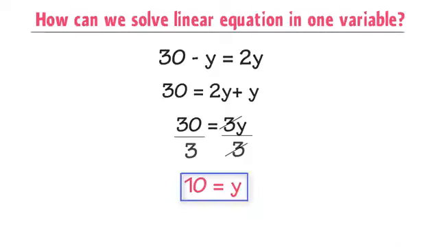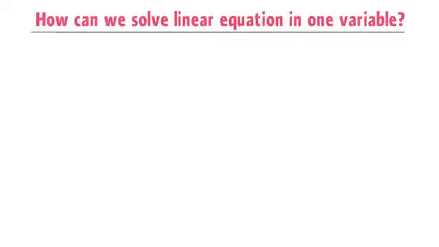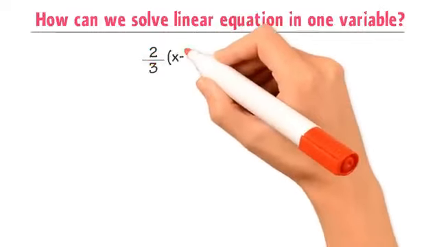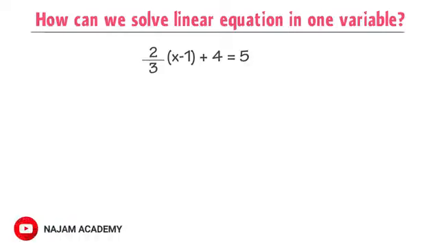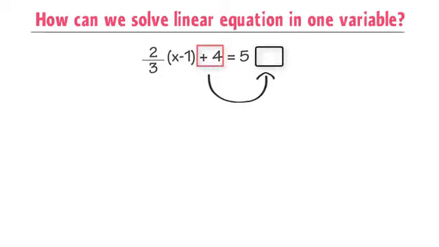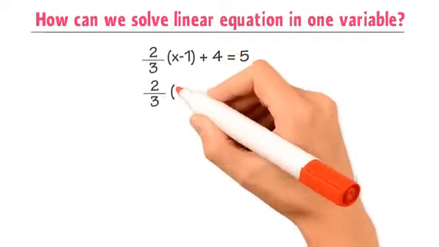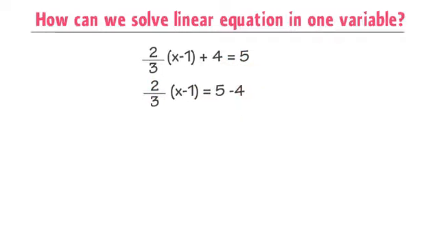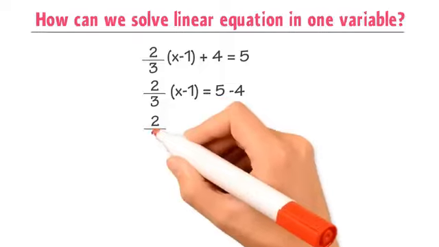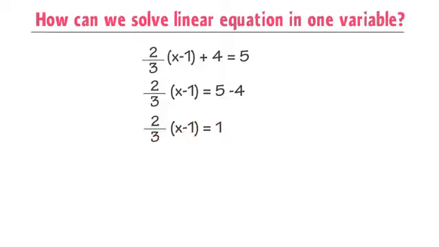Now let me teach you one advanced or multiple steps type of linear equation in one variable. 2 upon 3 into x minus 1 plus 4 is equal to 5. In this type of linear equation, first of all, shift the constant to one side and variables to another side. Thus, we are going to shift plus 4 from the left hand side to the right hand side. So, 2 upon 3 x minus 1 is equal to 5 minus 4, or 2 upon 3 into x minus 1 is equal to 1.